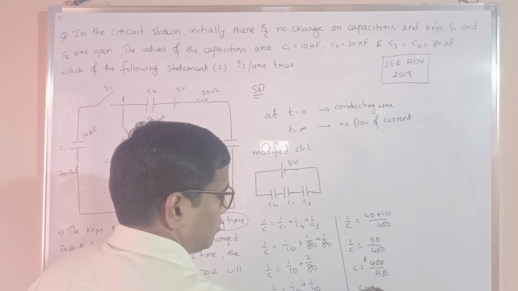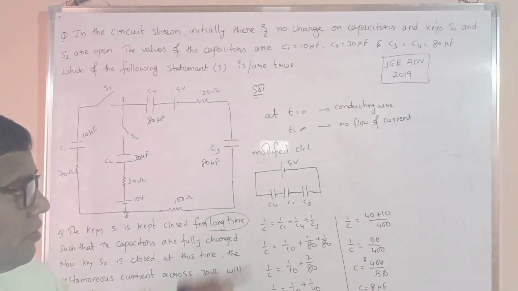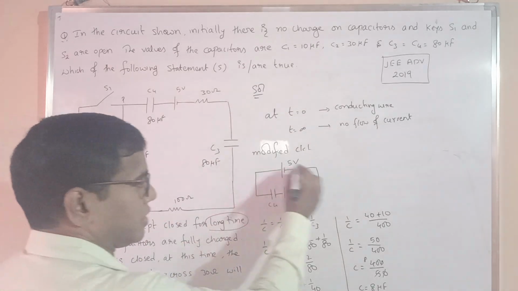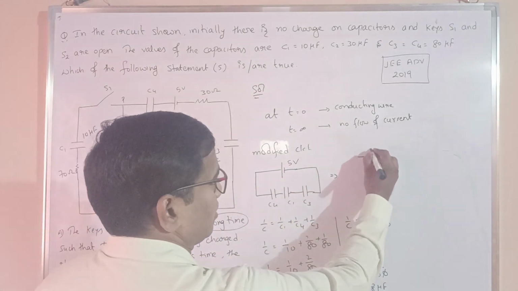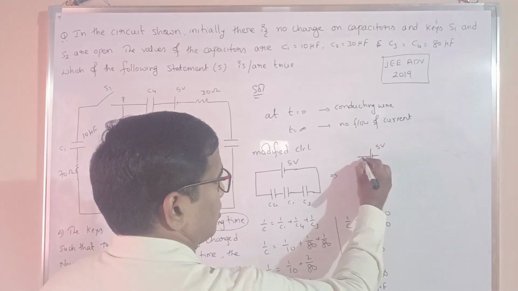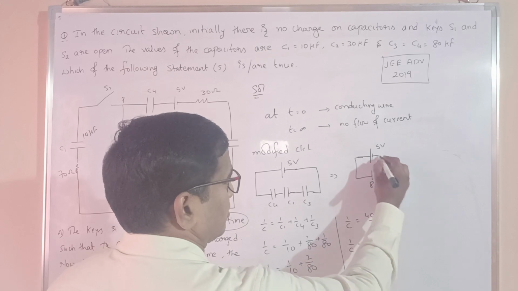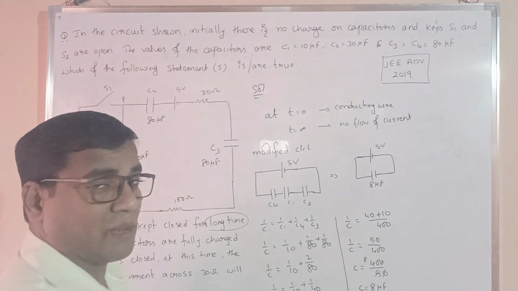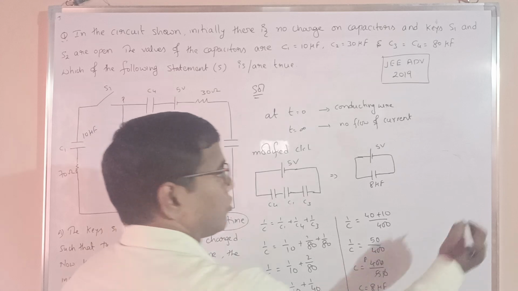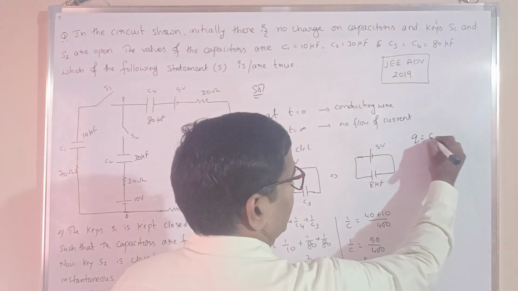So C is equal to 8 mu F. If you modify this circuit again, it will be 5 volt, and again here an 8 mu F capacitor. So now we can find out how much charge is flowing. We know Q is equal to C into V.